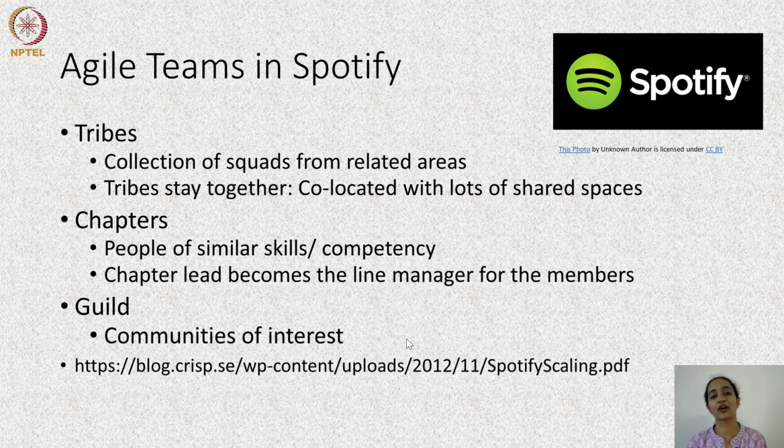The next way in which the members in Spotify are grouped is called a chapter. Chapters consist of people who have similar skills or competencies. And the person who leads a chapter becomes the line manager for the different team members. In this sense, the Agile methodology very much resembles a matrix organization.